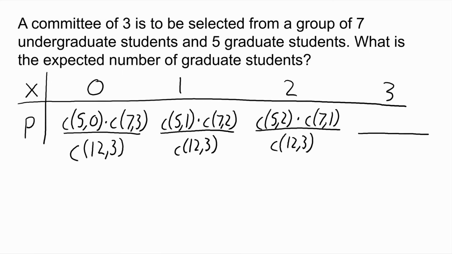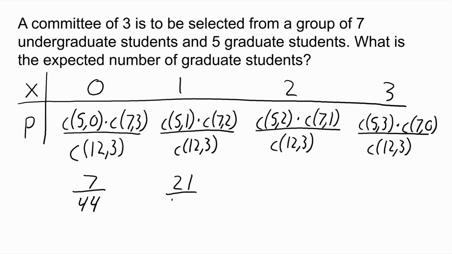And then lastly, for 3 graduate students, still the same denominator, combination 12, 3. We want 3 graduate students out of the 5, so combination 5, 3. And that would mean we would have no undergraduate students, so that would be combination 7, 0. And we'd multiply those together. Calculating each of these probabilities, we'll get 7/44, 21/44, 7/22, and 1/22, respectively.